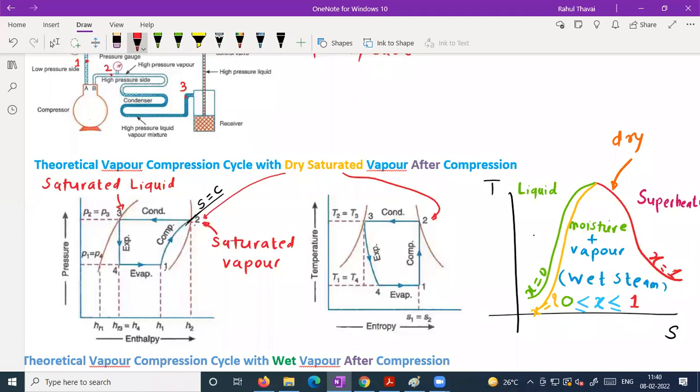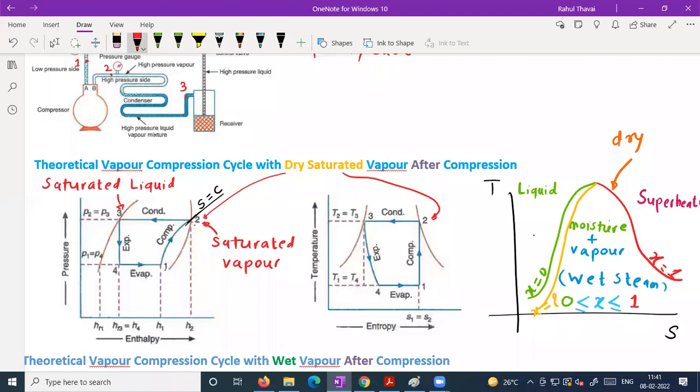Because the purpose of the condenser is to condense, that means it just needs to change the phase. The condenser will only change the phase from vapor to liquid. It will not increase the pressure, and it will not decrease the pressure. So during 2 to 3, pressure remains constant. Only the saturated vapor turns to saturated liquid.